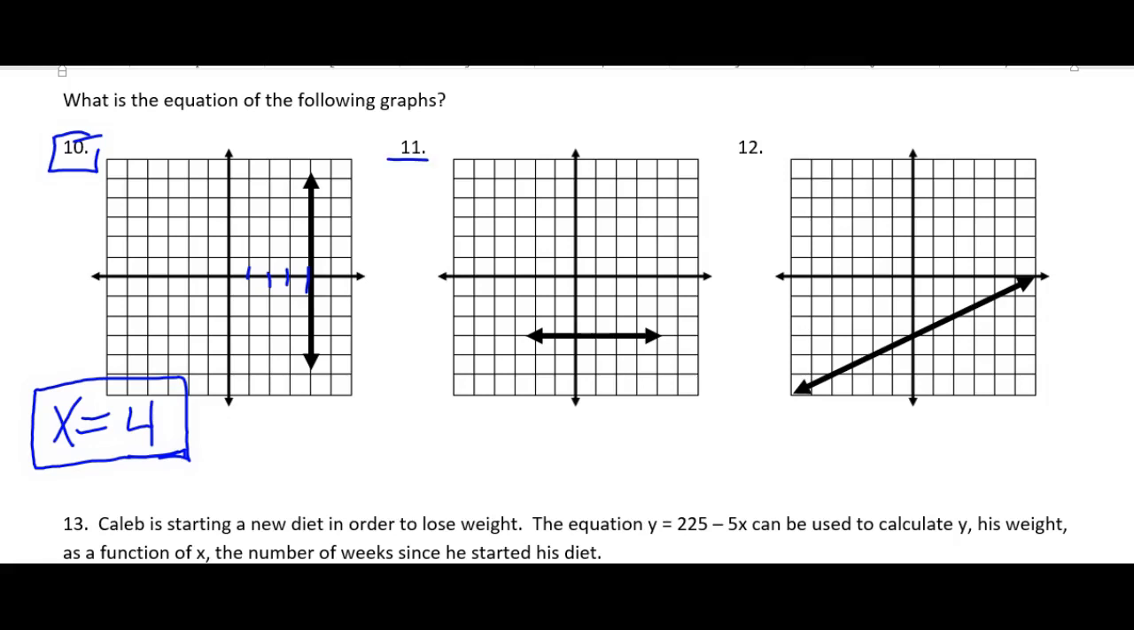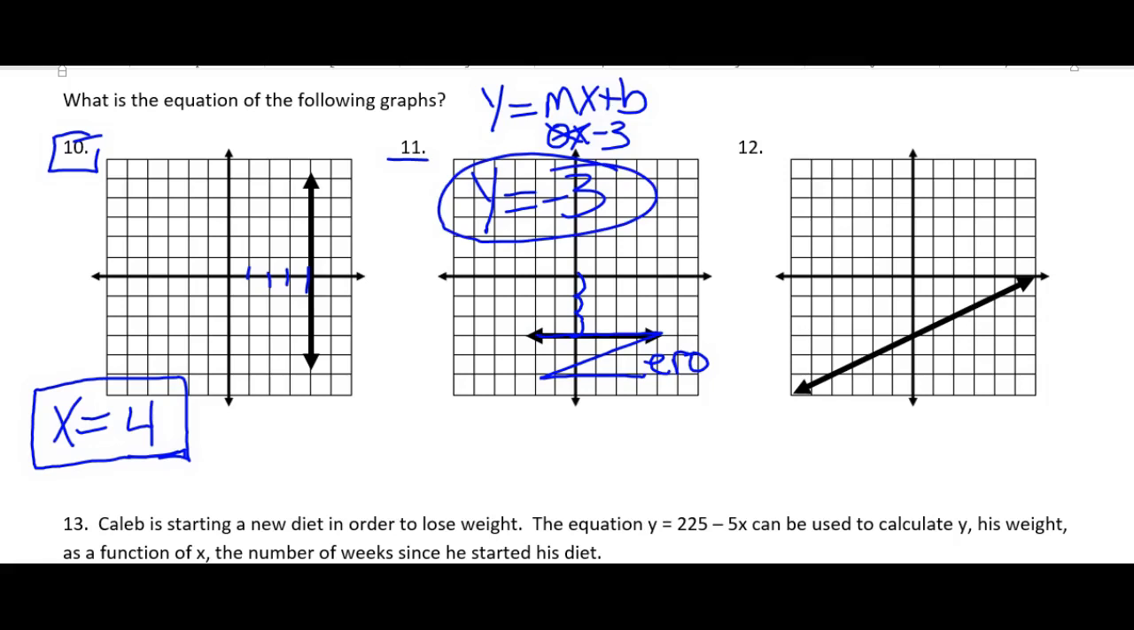Number 11 is a horizontal line. The horizontal line has a slope of 0. So when I'm writing my equation, y equals mx plus b, the m is 0. So 0x. My y-intercept is down 3, so minus 3. Well, we don't really need to have the 0x in there. We could leave it just y equals negative 3. There's my equation there.